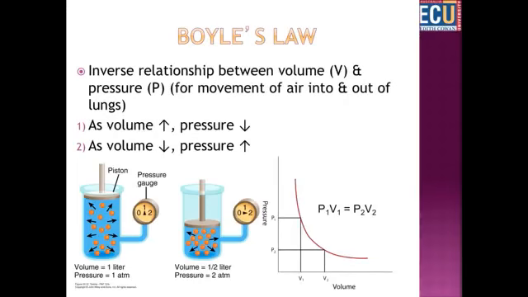Okay, so Boyle's law essentially states that there's an inverse relationship between the volume and the pressure. So an inverse just means that when one goes up, the other goes down. So for movement of air into and out of the lungs, as you can see here in step 1, as volume increases, pressure actually decreases, and vice versa, as volume decreases, pressure increases. So if you see this image here, it's actually quite a good image because it depicts it really, really well. So we can see here, these are like little ions or little atoms inside essentially a beaker, okay, and this beaker has a pressure gauge connected to it.